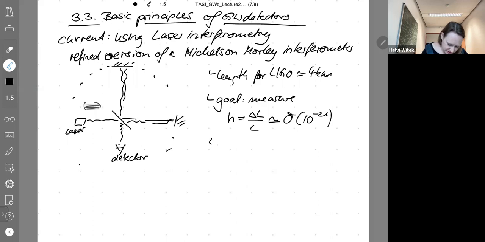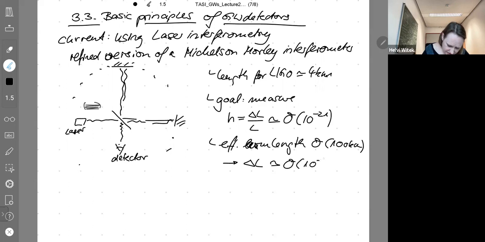So the effective arm length could be of the order of a few hundred kilometers. And then what we are really trying to measure here is a change in length that is of the order of 10 to the minus 16 meters. So that this has been accomplished is really, for me, mind-blowing in the design.